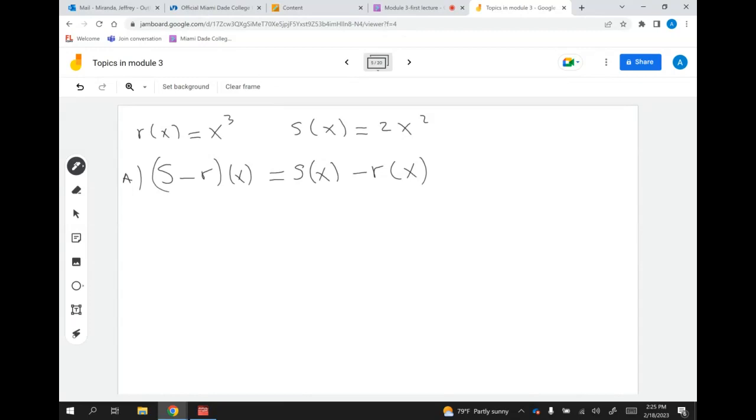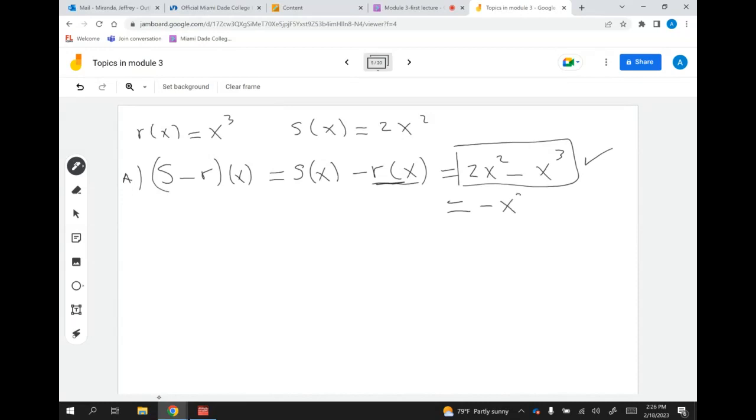Please do that. Do not jump to conclusions. Don't try to do this in shortcuts. Shortcuts don't get you too far. So what do we do next? Well, what is S of X? S of X is 2x squared minus, what is R of X? R of X is x cubed. And you're done.